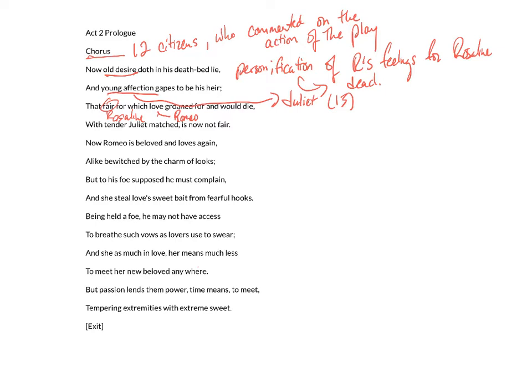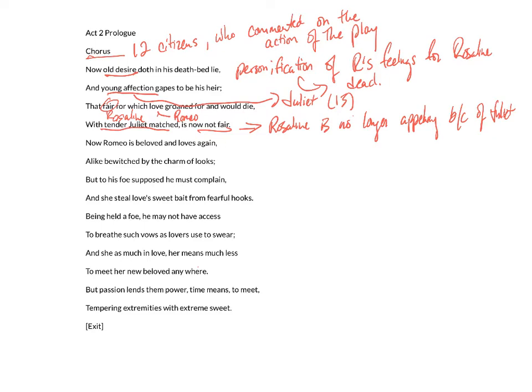So it's basically saying that woman, Rosaline, who Romeo would groan for and would die for, now that he's matched with tender Juliet, is now not fair. So basically saying Rosaline is no longer appealing to Romeo because he's found Juliet appealing because of Juliet. Stark contradiction to what Romeo himself said to Benvolio. I think he said something like he'd sooner gouge his eyes out or something to that effect.